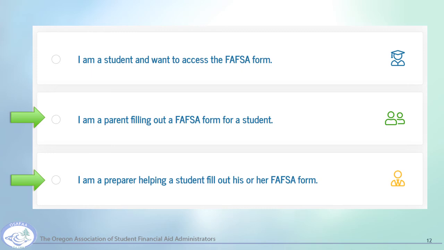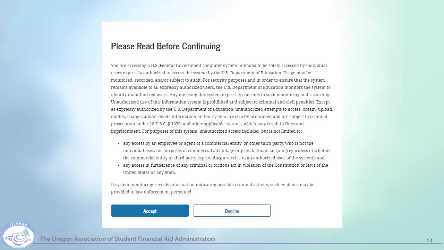Although we strongly recommend creating an FSA ID prior to the FAFSA, it is possible to log into the FAFSA using the student's unique identifiers. It may take a few extra minutes to create an FSA ID, but it'll really save the student and parent time in the long run to do so. This intimidating disclaimer pops up, reminding students, parents, and FAFSA helpers that this is a federal government computer system and that unauthorized usage is not allowed.